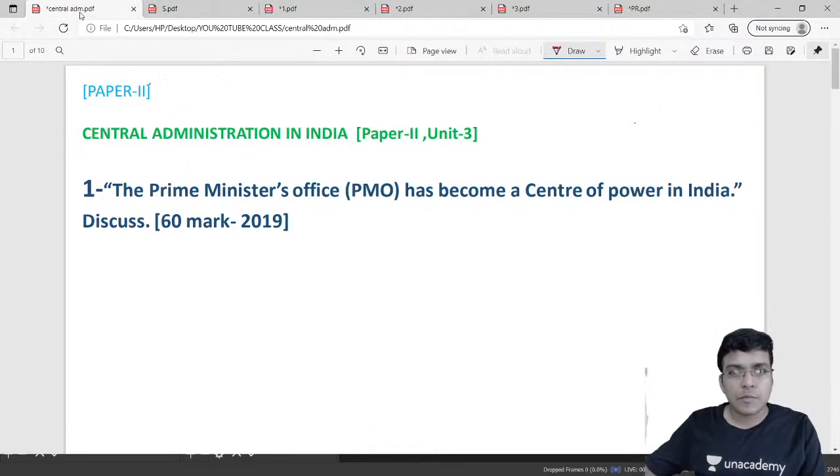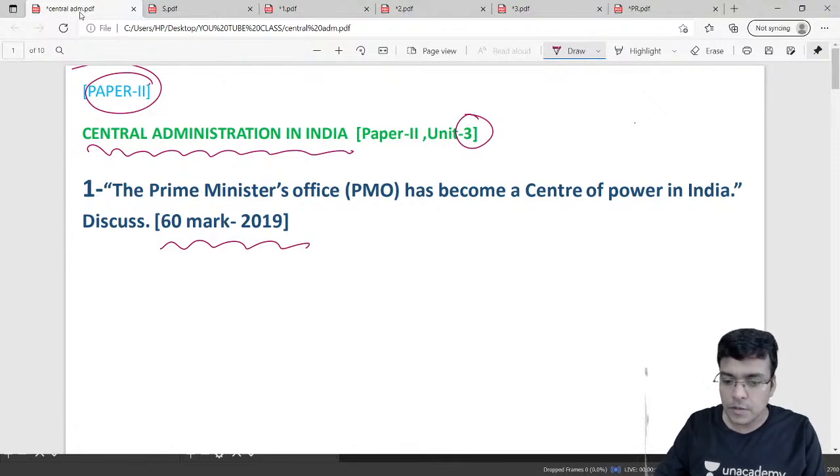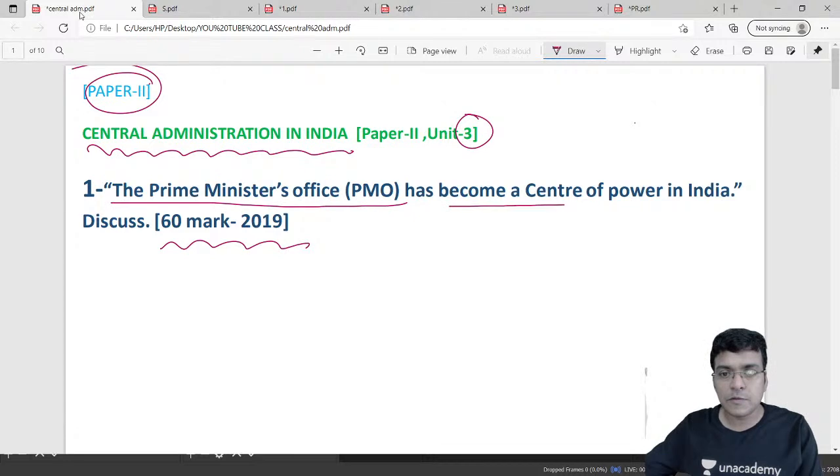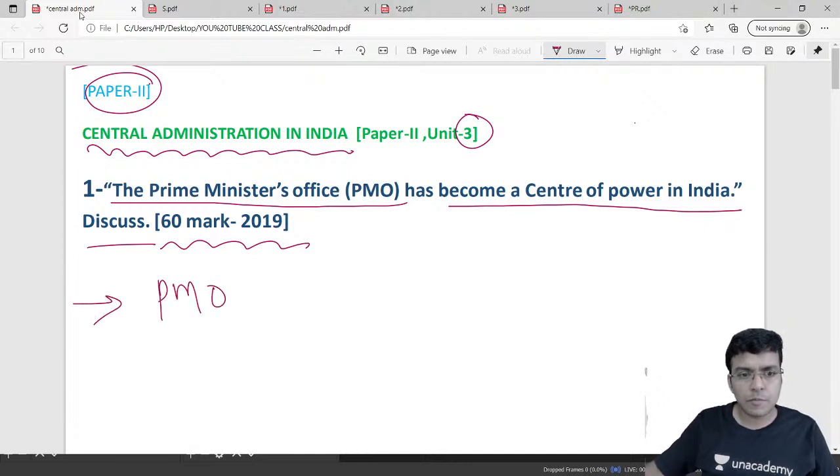Another question from paper 2, unit 3, central administration in India, and this question was asked in 2019. The Prime Minister office has become a center of power in India. Discuss. So this question is about PMO.